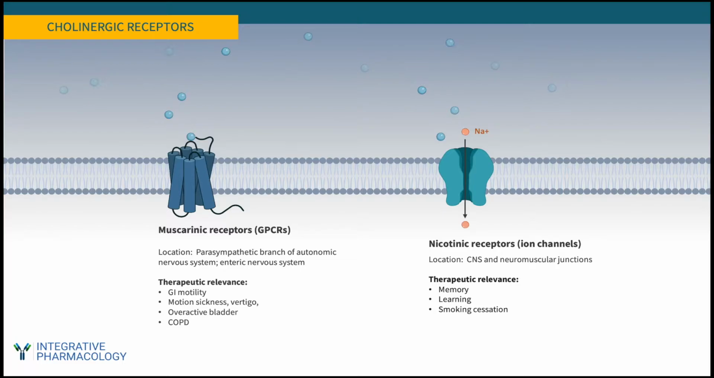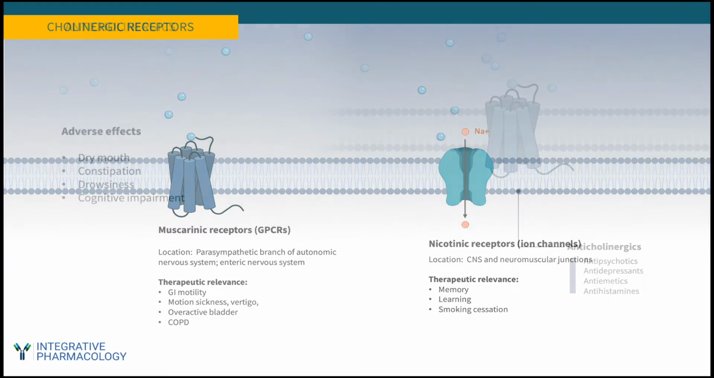Motion sickness and vertigo are made worse by the activation of these receptors, so drugs have been developed to block the muscarinic receptors that are located in the brainstem and other areas of the body to reduce the symptoms of motion sickness and vertigo. And functional disorders of the urinary tract, like overactive bladder, can be managed with certain drugs that act on muscarinic receptors. COPD is also an area where these types of drugs have been explored. The therapeutic relevance of nicotinic receptors mainly involves memory and smoking cessation because nicotine acts on these receptors.